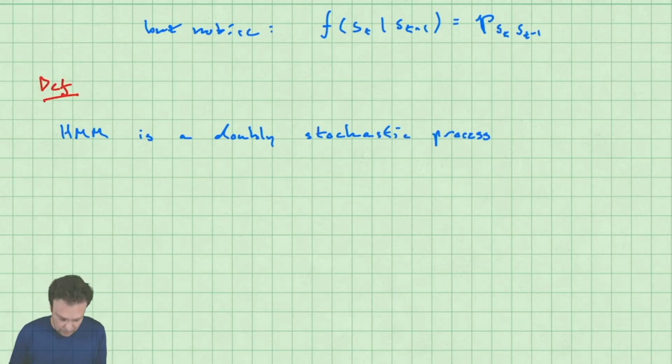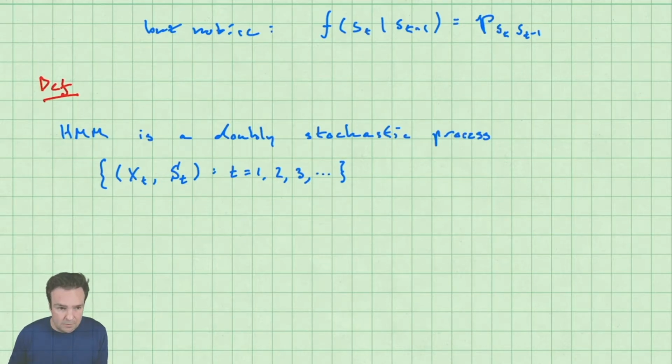Right, and so we'll say it looks like this. Capital X sub t, and then capital S sub t. They come in pairs, such that t is 1, 2, 3, and so on. So x of t are the observations.